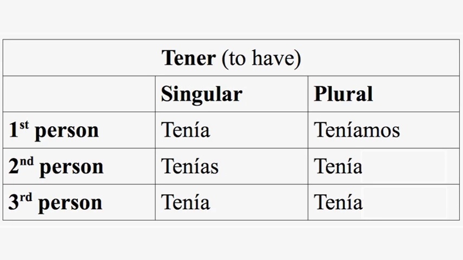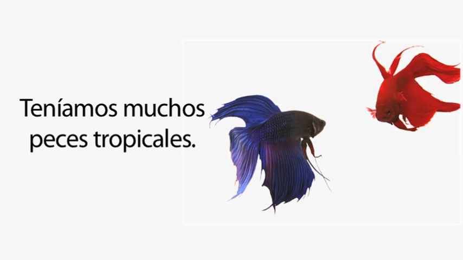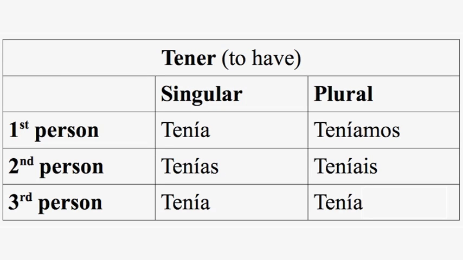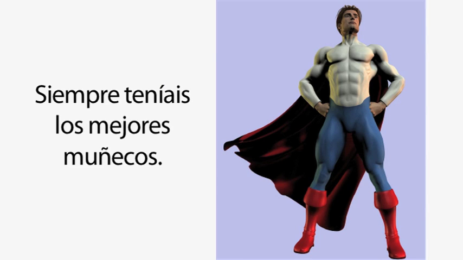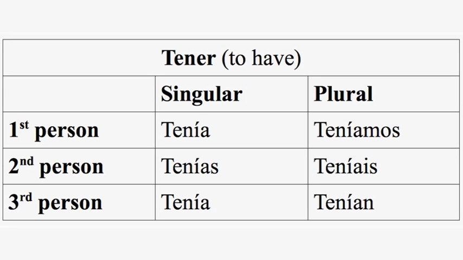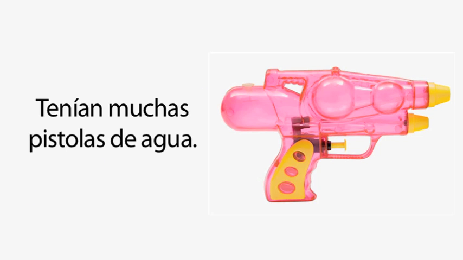Add MOS for first person plural. Teníamos muchos peces tropicales. We used to have a lot of tropical fish. Add IS for second person plural. Siempre teníais los mejores muñecos. You always had the best action figures. And last, add an N for third person plural. Tenían muchas pistolas de agua. They used to have a lot of water guns.